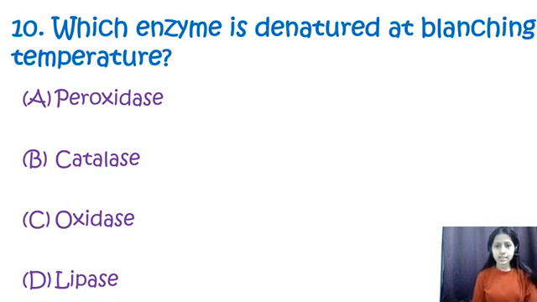So the enzyme pectin methyl esterase is denatured at the blanching temperature, and this enzyme is responsible for the softening of fruits and vegetables by breaking down the pectins. So here the correct option will be option number A, that is the peroxidase enzyme.